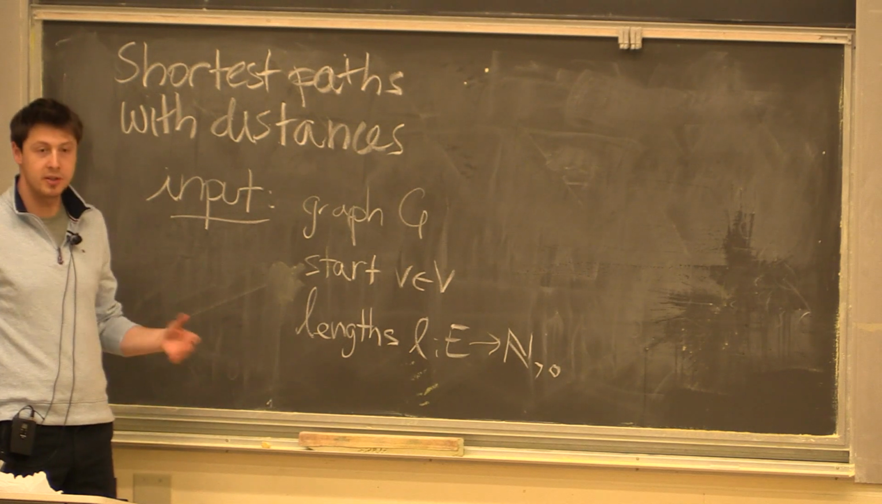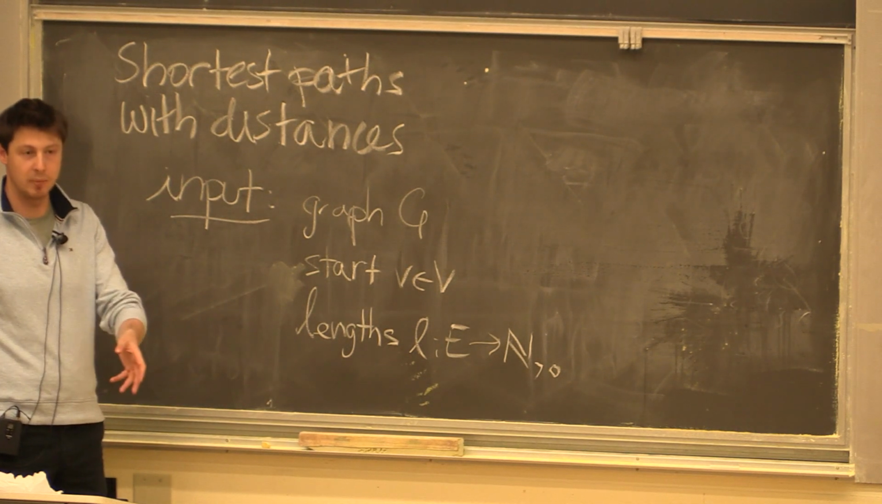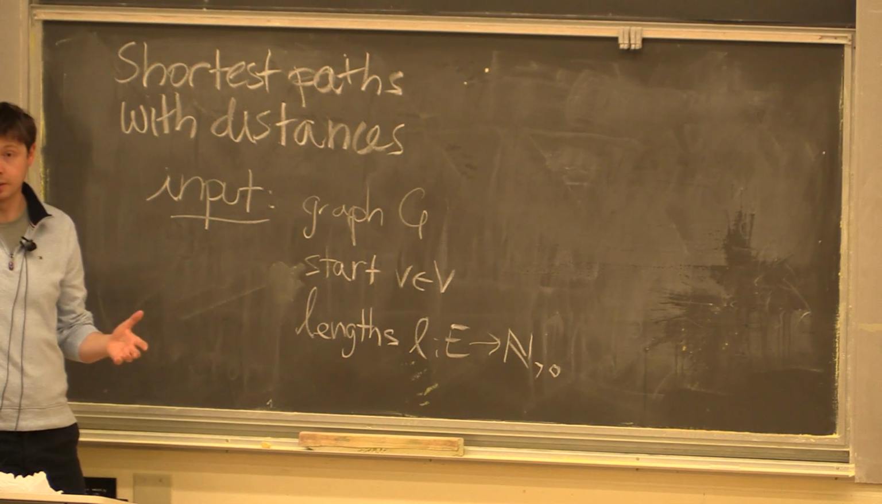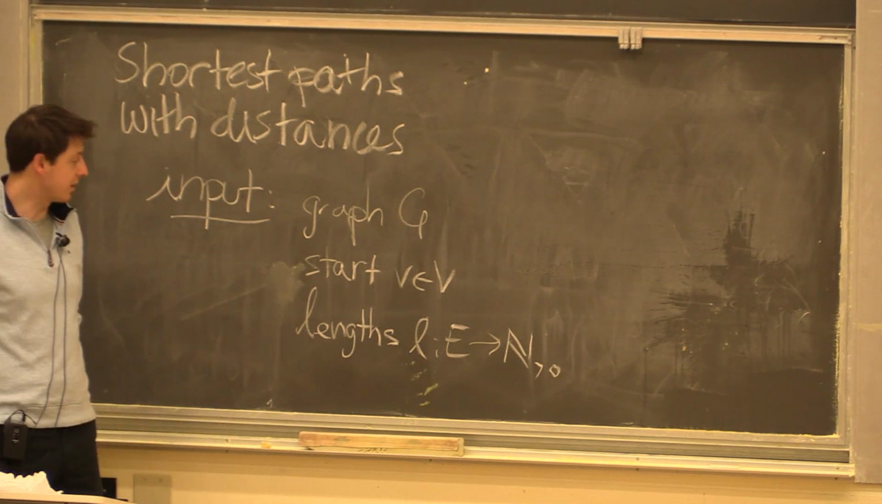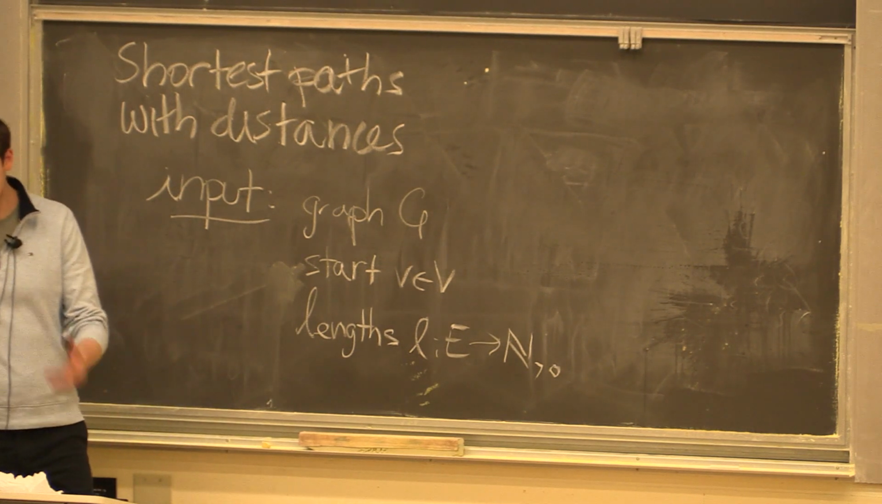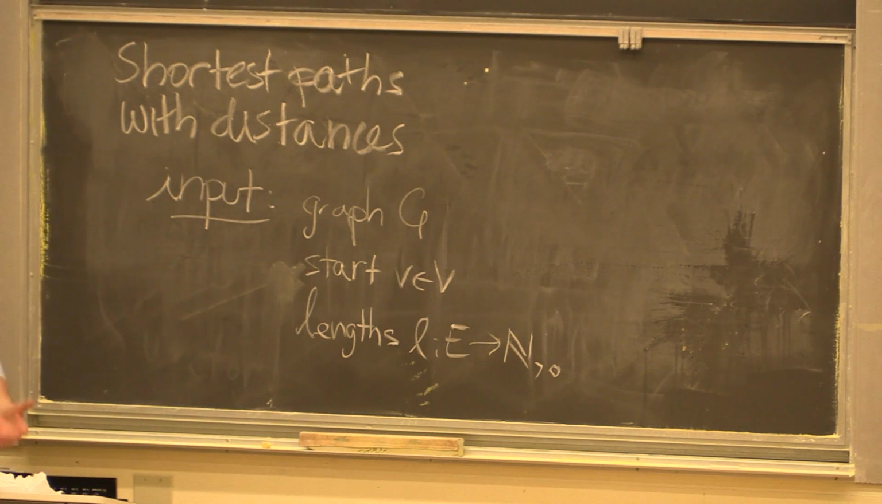What happens if they're 0? Well, you can just pre-process the graph and collapse vertices if you want. What happens if they're negative? We'll talk about it later. But right now, let's assume that all lengths are positive. For simplicity, let's also assume that they're integers. Otherwise, you have precision issues.